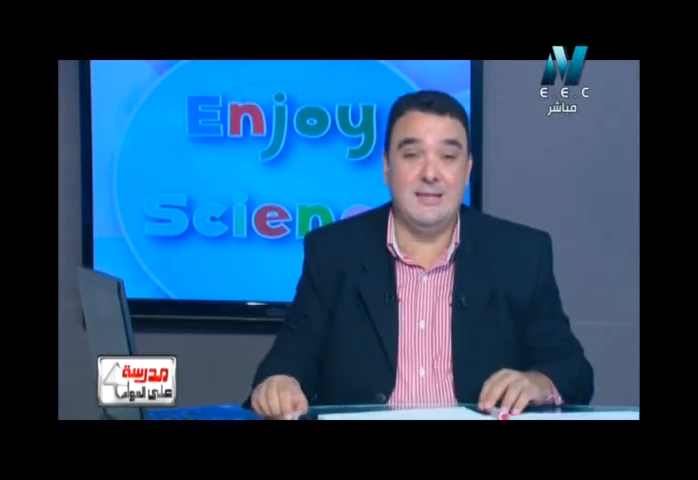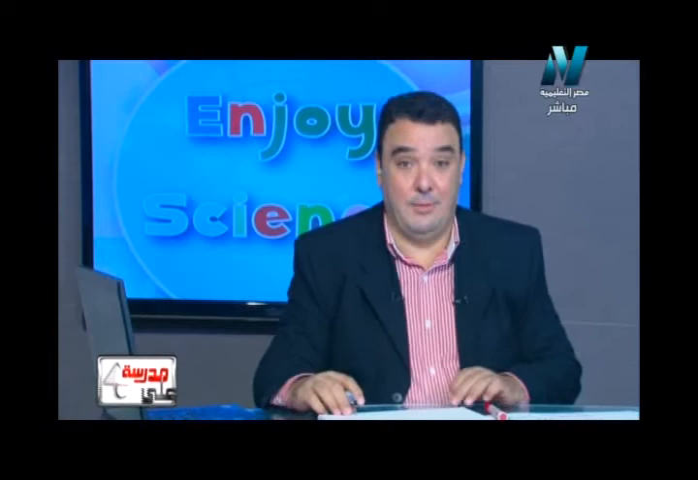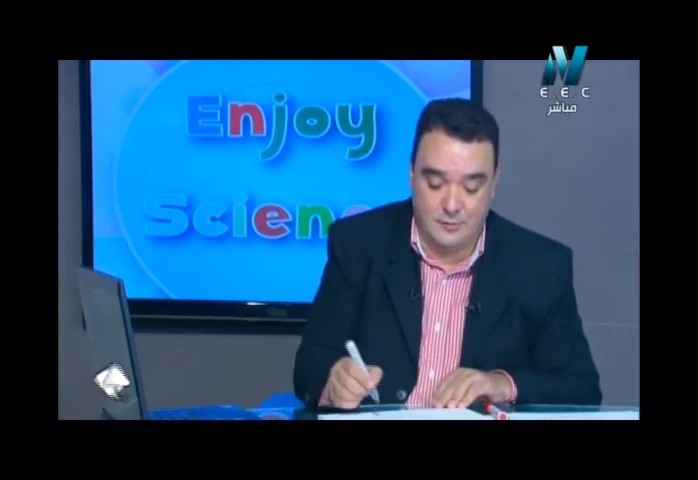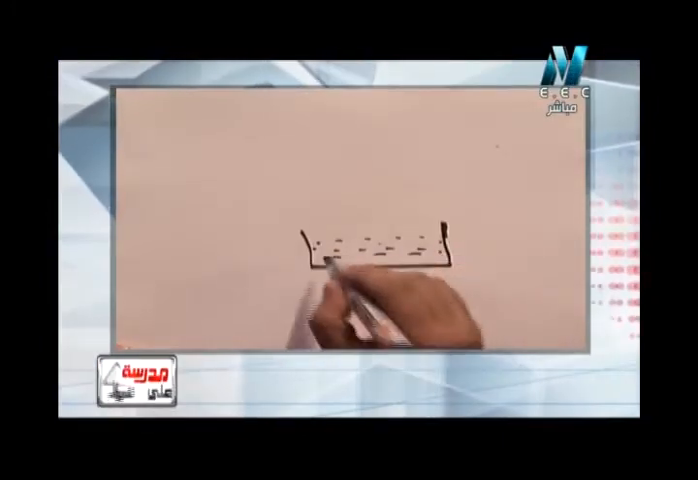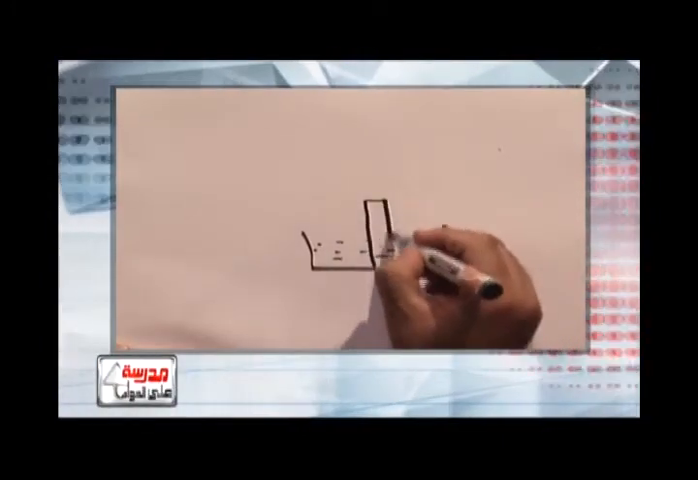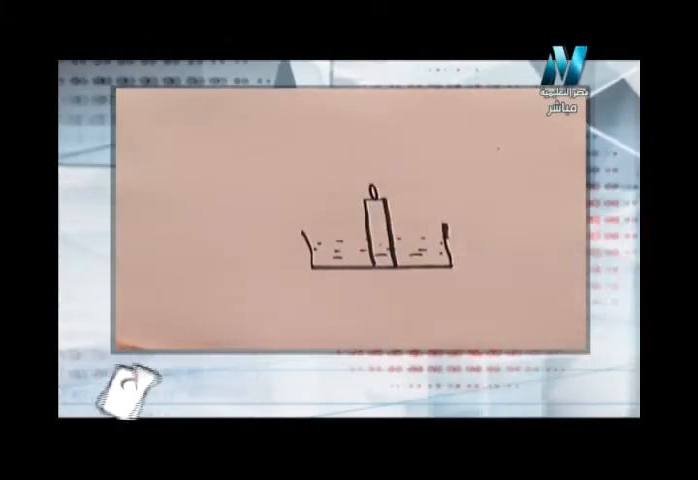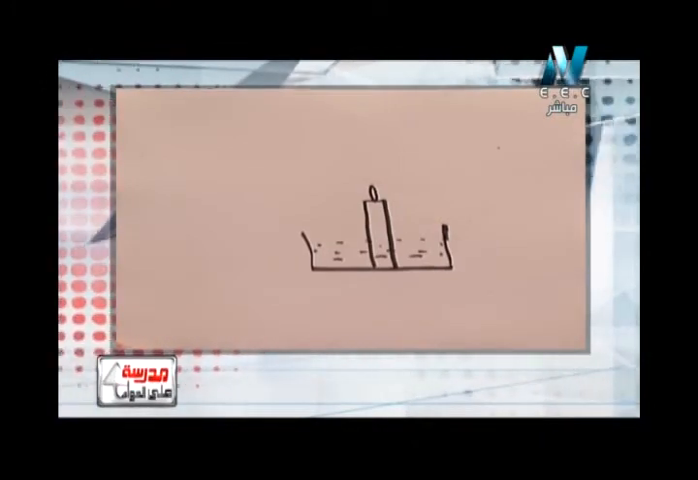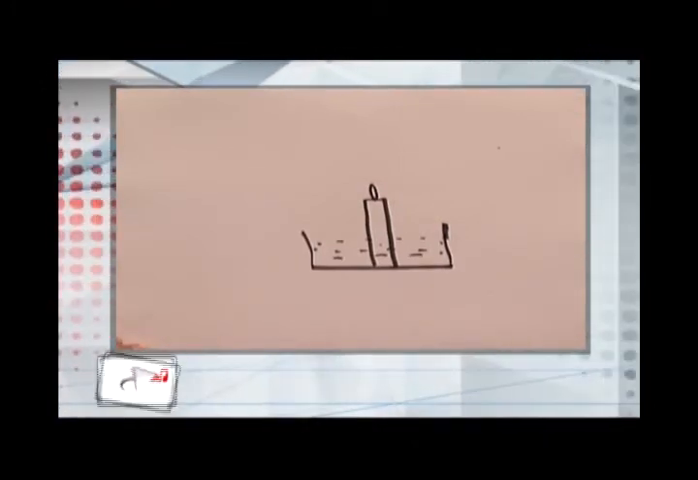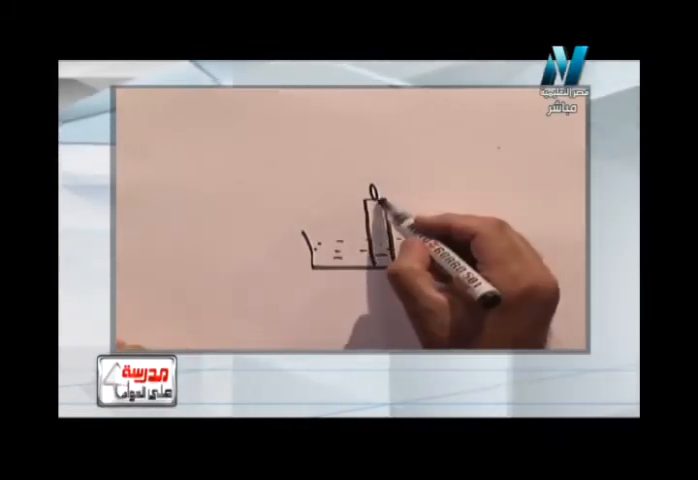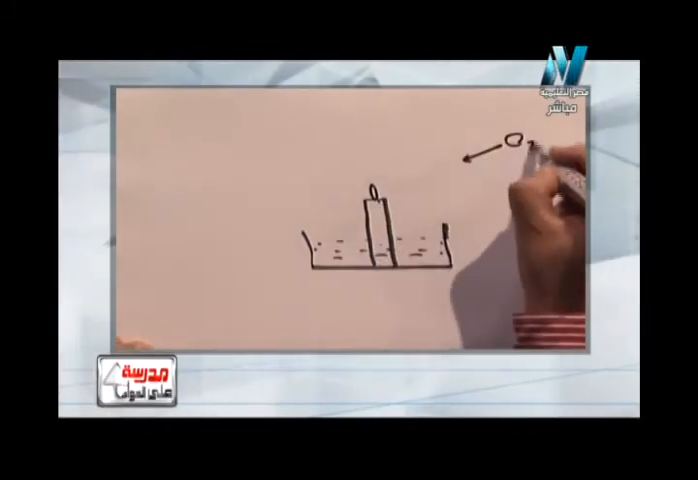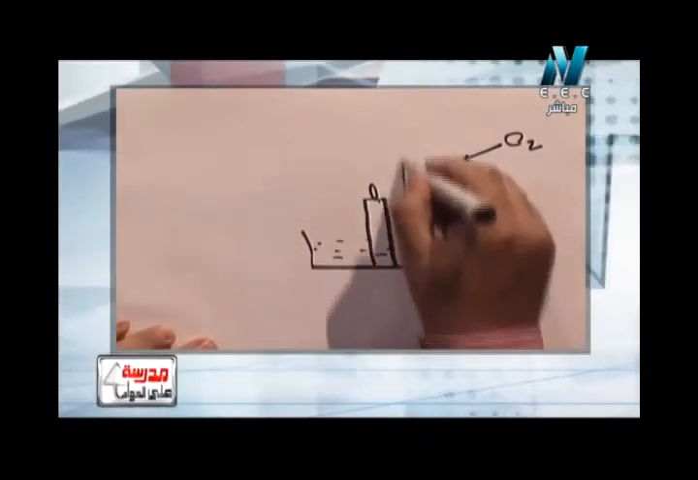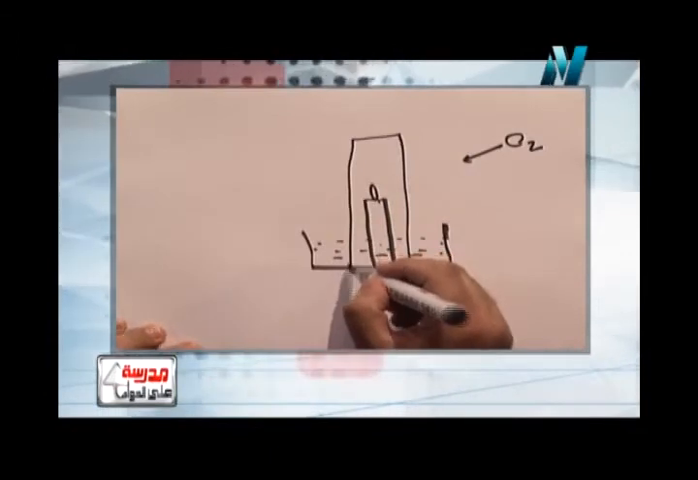So again, let me explain this experiment practically on the paper, okay? Imagine that I have a cylinder. I have a basin of water like this, and this candle is burning. We know which gas is used in burning. We know very well that oxygen gas is used in burning. So this burning candle needs oxygen gas. So what happens if I invert a cylinder like this, or a cup, a long cup?